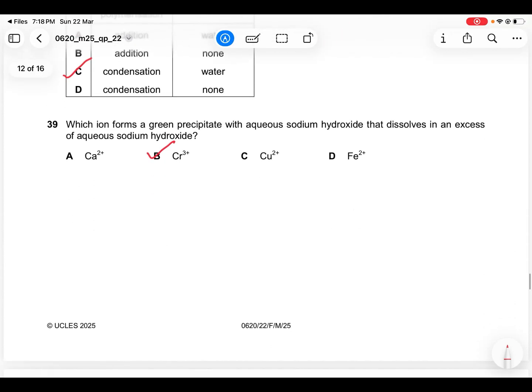Which ion forms a green precipitate with aqueous sodium hydroxide that dissolves in an excess of aqueous sodium hydroxide? Now, here we have 4 different ions which are given, out of which calcium is colorless, it is going to give you a white precipitate. Copper is going to give you a blue precipitate. Iron Fe2+ is going to give you a red precipitate, red brown maybe. And we have chromium, so chromium gives you a green precipitate always.